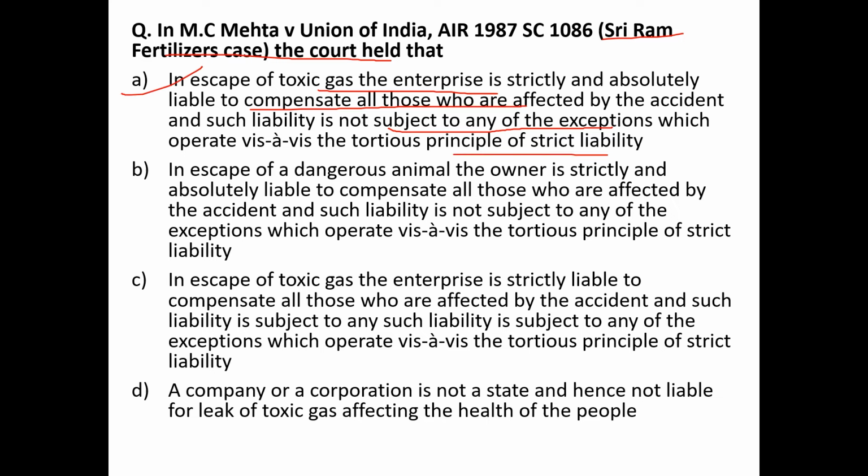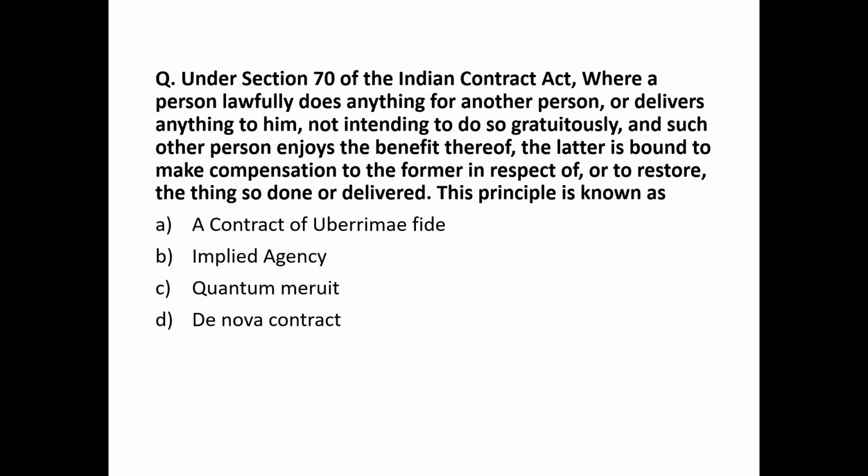Option A. Next question. Under Section 70 of the Indian Contract Act, where a person lawfully does anything for any person or delivers anything to him not intending to do so gratuitously, and such other person enjoys the benefit thereof, the latter is bound to make compensation to the former in respect of, or to restore, the thing done or delivered. This principle is known as quantum meruit. Option C.